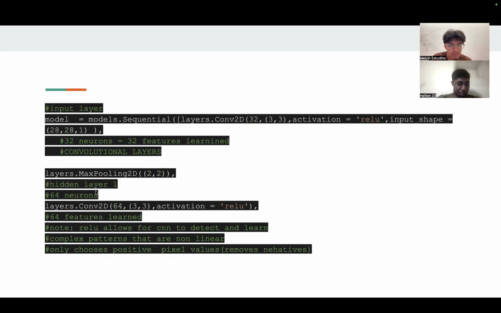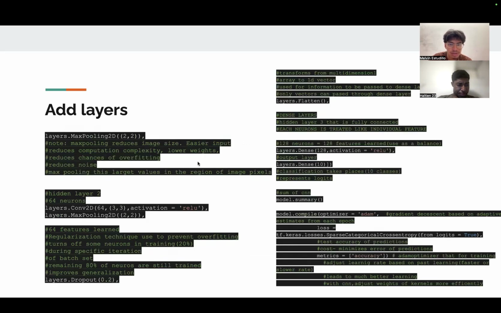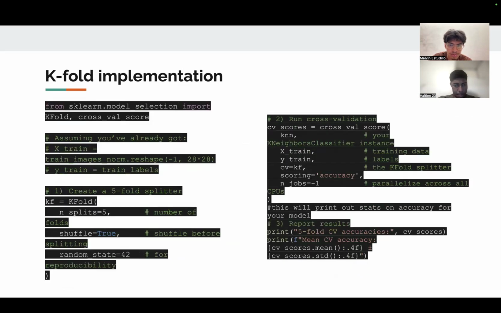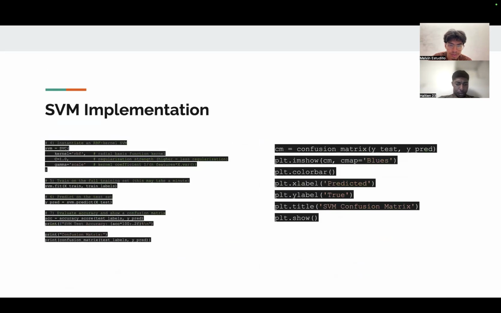These are our layers. Again, our second layer, more layers. This was for the dropout, flattening, and here's our optimizer for gradient descent. It's just a bunch of stuff that we use to get the job done here. This is our SVM implementation, and that was basically it.